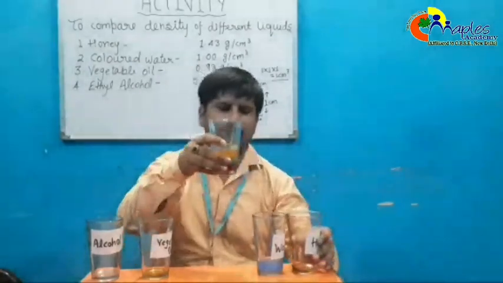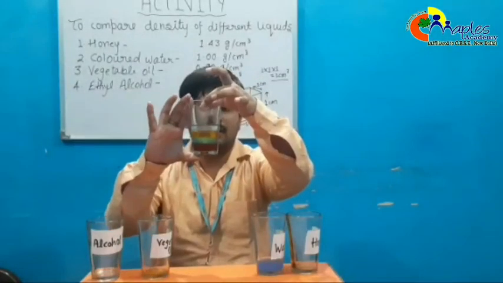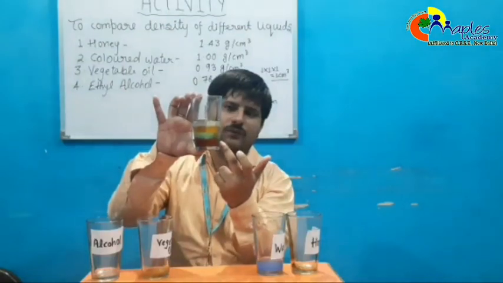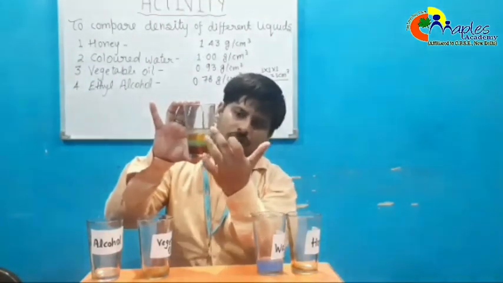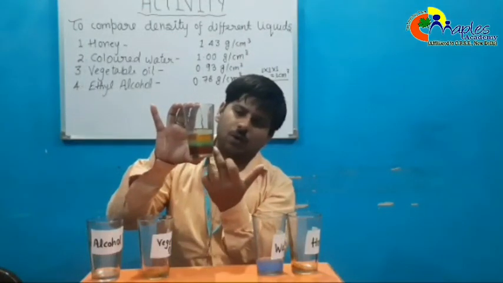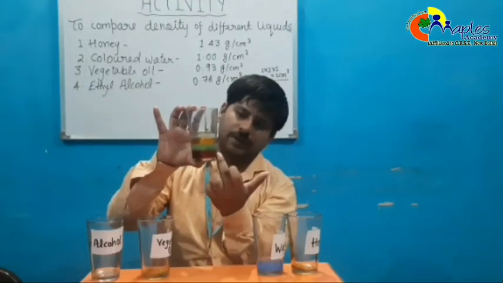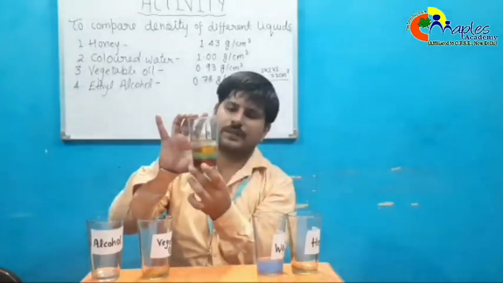So you can see that if we put some honey inside it, it will directly go downwards because it has density higher than any of these objects. So it will directly go to the lowest level. All the honey has gone to the lowest level according to its density.